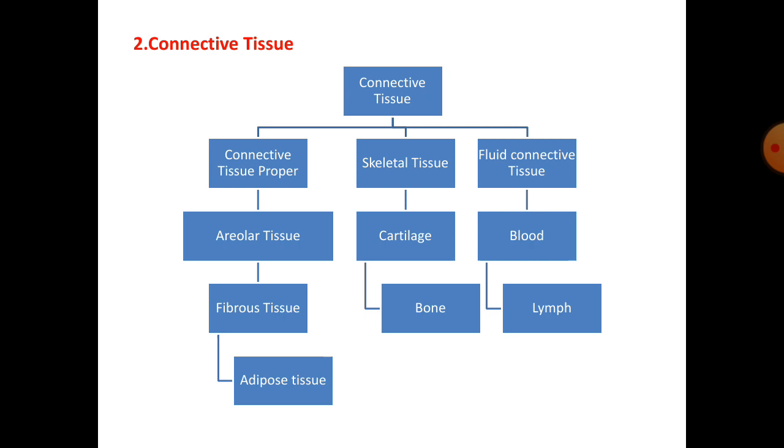Next, number 2 was connective tissue. So connective tissue is divided into connective tissue proper, skeletal tissue and fluid connective tissue. Connective tissue proper is divided into areolar tissue, fibrous tissue and adipose tissue. Skeletal tissue is divided into cartilage and bone. Fluid connective tissue is divided into blood and lymph.